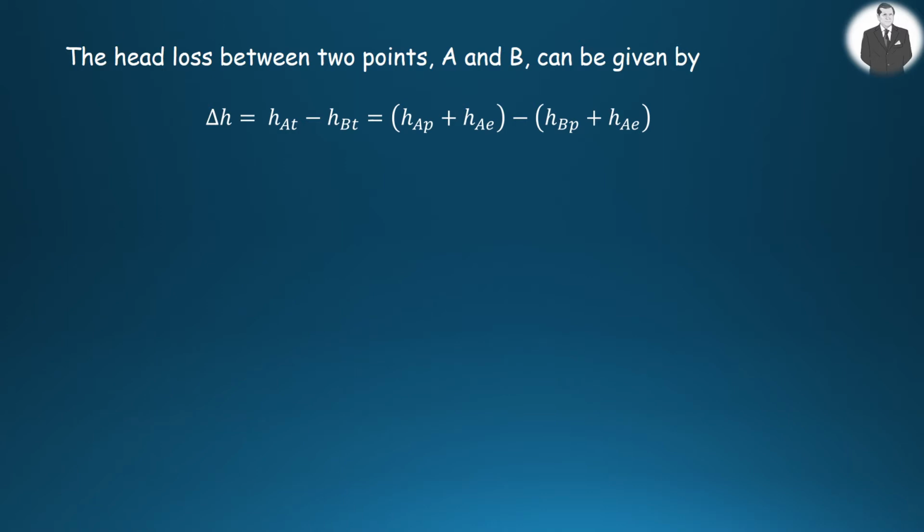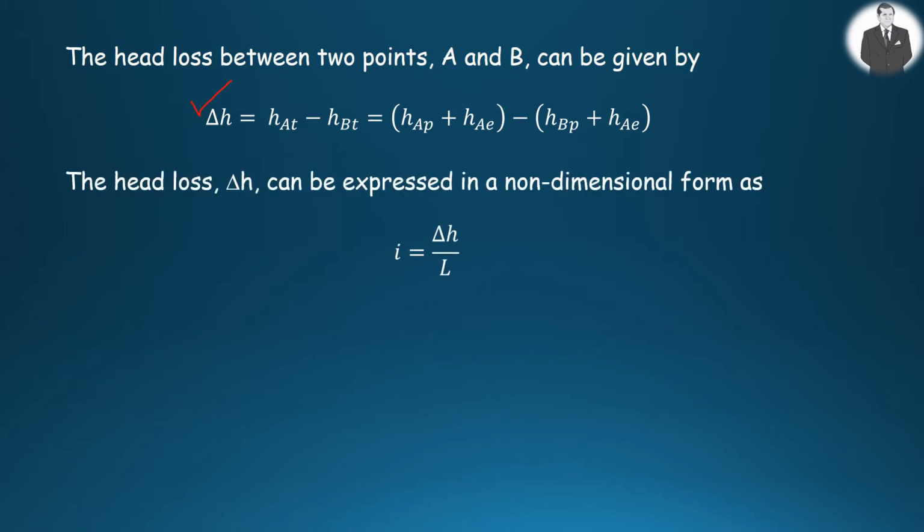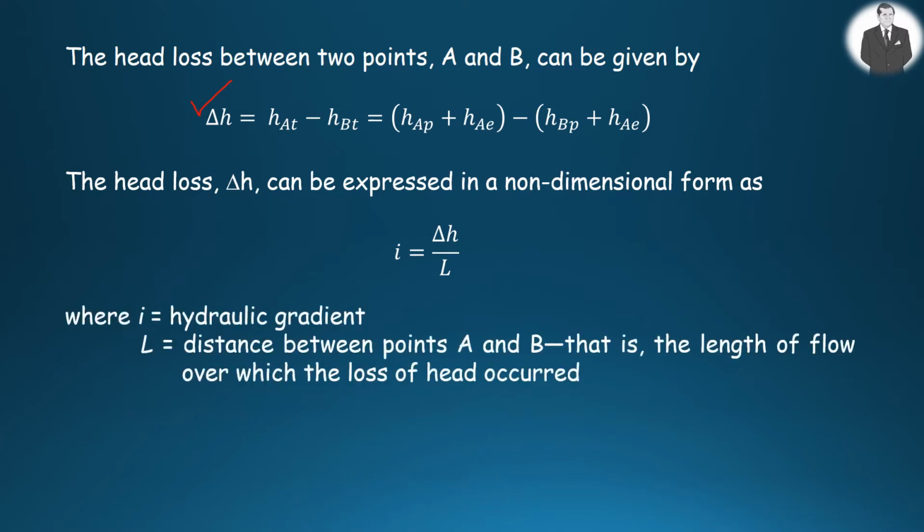Referring to the figure, the head loss between the 2 points A and B can be given by this equation. The head loss can be expressed in a non-dimensional form as delta H over L, where i is the hydraulic gradient, L is the distance between points A and B, which is the length of flow over which the loss of head took place.